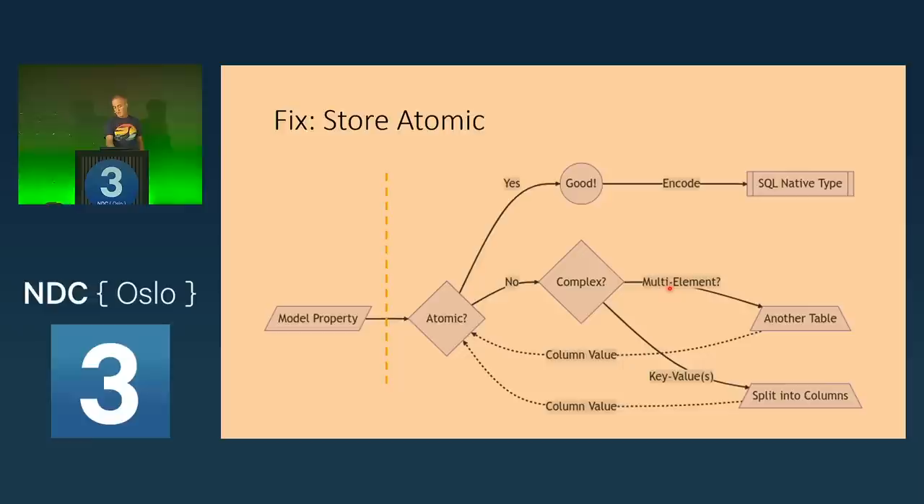So then the answer there is, well, if it's a set of things, since columns in SQL better be atomic, that means I need a different table. So it's going to become a column in another table with a reference back to the parent table. So that's my algorithm there. Make sense? Any questions on that?